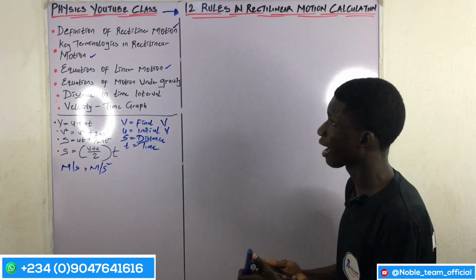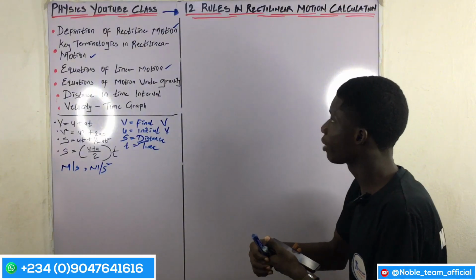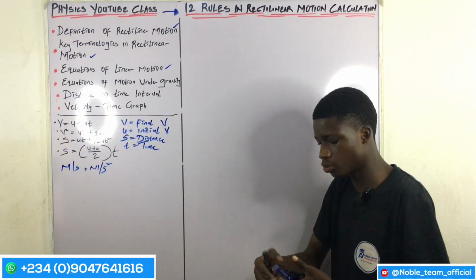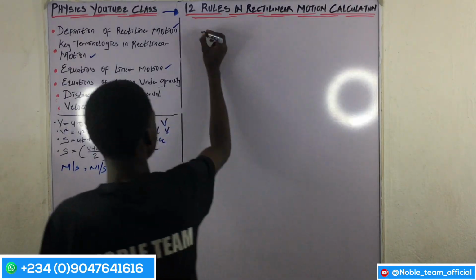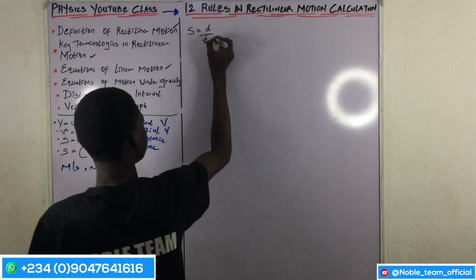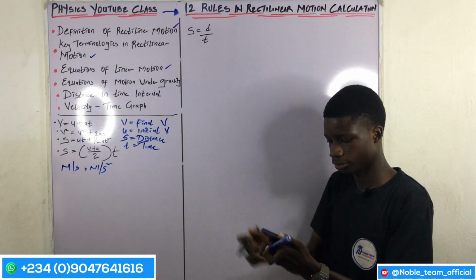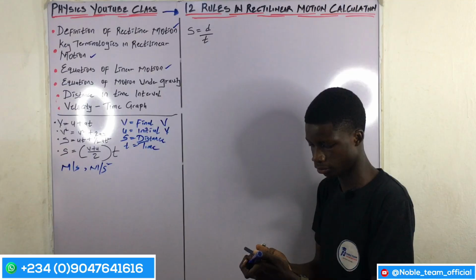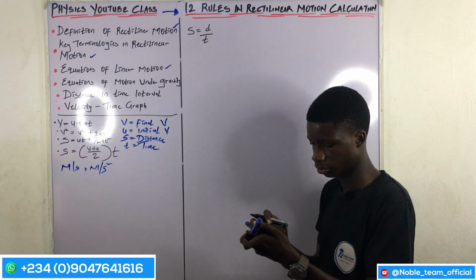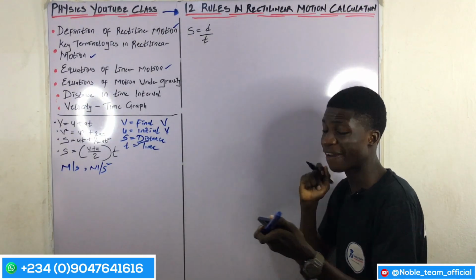Now let's know how we can apply this to question 1. Remember, the formula for speed is s equal to distance over time. Wait, let me open my phone. All right, speed is equal to distance divided by time.